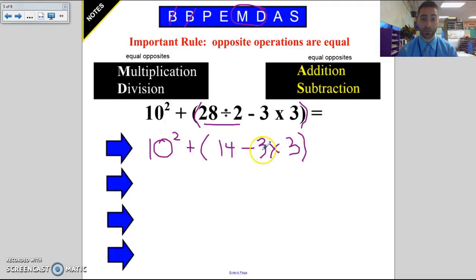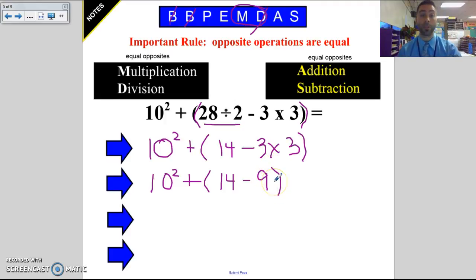So now I look inside and I say, well, I still have multiplication to do. So I'm done with my division. Now I need to do my multiplication. So I do the 3 times 3, and I rewrite my whole problem again. So that way I keep track of everything I've solved and haven't solved. 14 minus, and the answer to 3 times 3 is 9. So 14 minus 9, and parentheses.